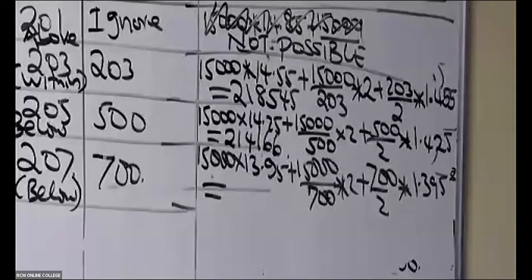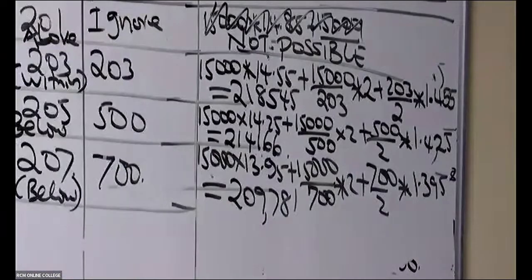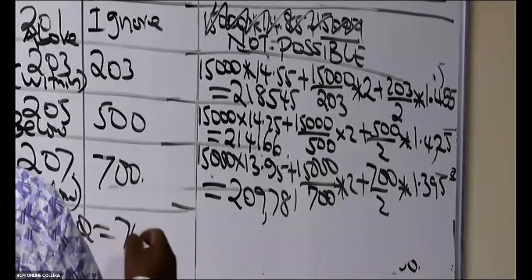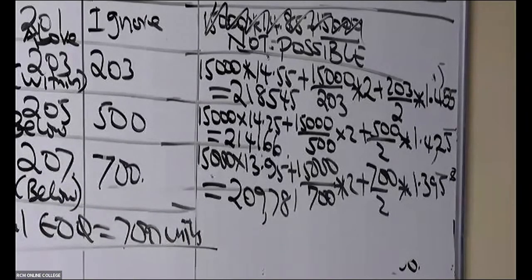209,781. And remember what we were told up there, that we shall be able to evaluate all these costs. Currently, we only have 3 possible costs, and then we work with the lowest. So in this case here, what EOQ should we procure to minimize our total inventoriable cost? 700. So the optimal EOQ is 700 units.